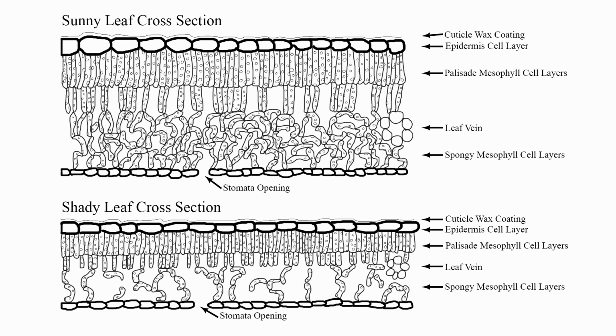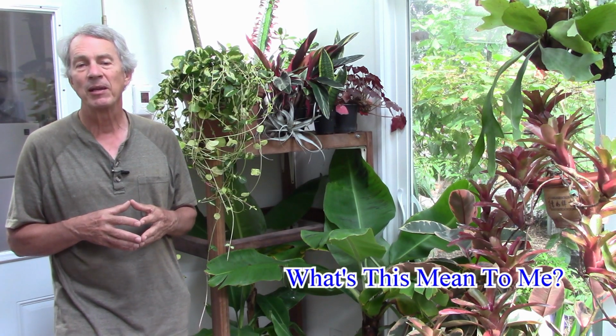The thickness, shape, and size of the cuticle, epidermis, palisade, and mesophyll layers change as they're formed, and they respond to the amount of daylight, humidity, temperature, and wind conditions they live in. If the environmental conditions change enough that the leaf is no longer a viable producer of carbohydrates, the plant will drop the leaf. What's this mean to me?